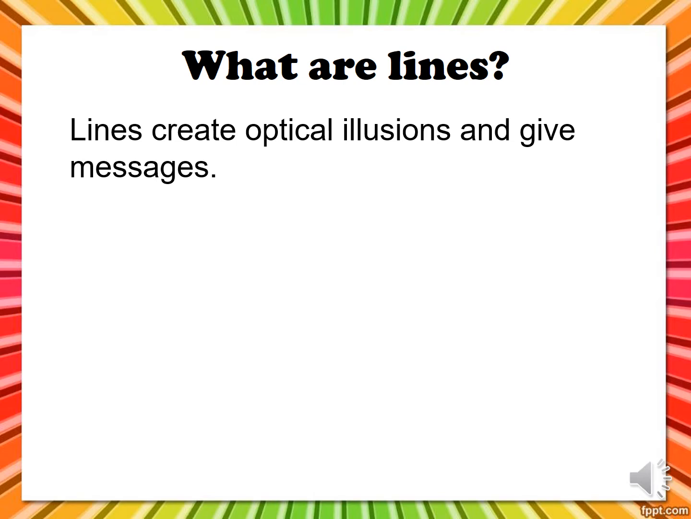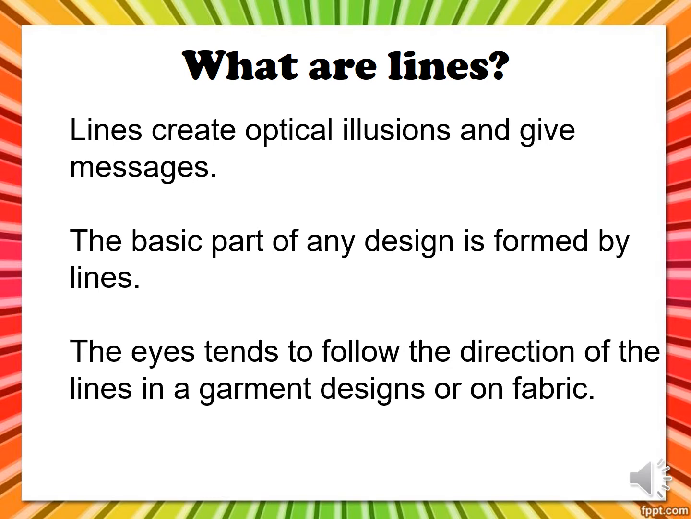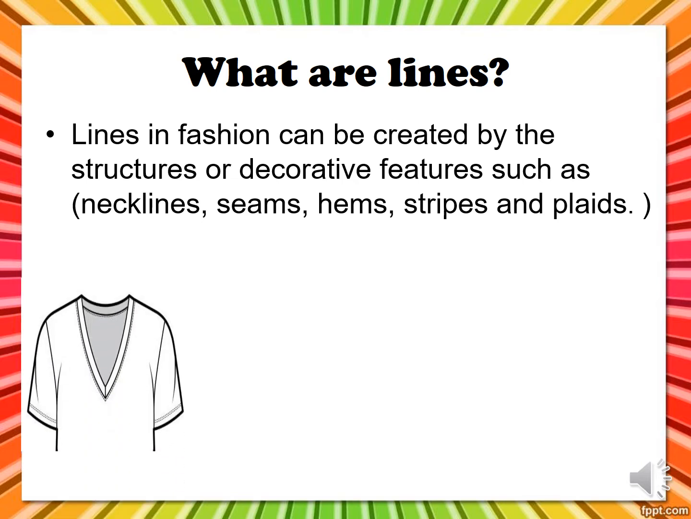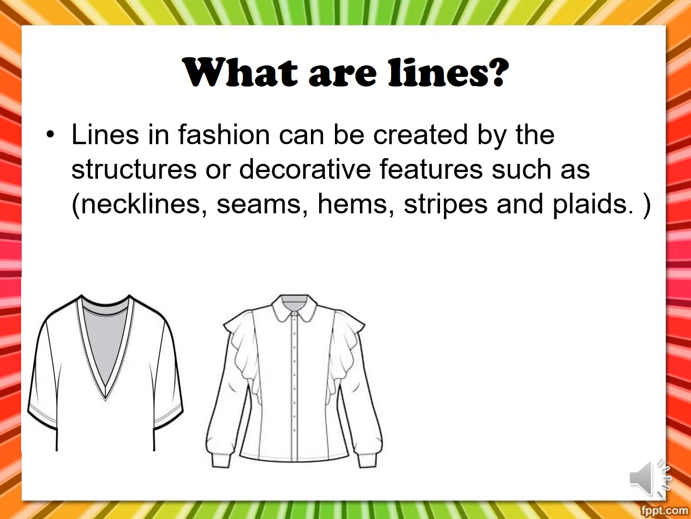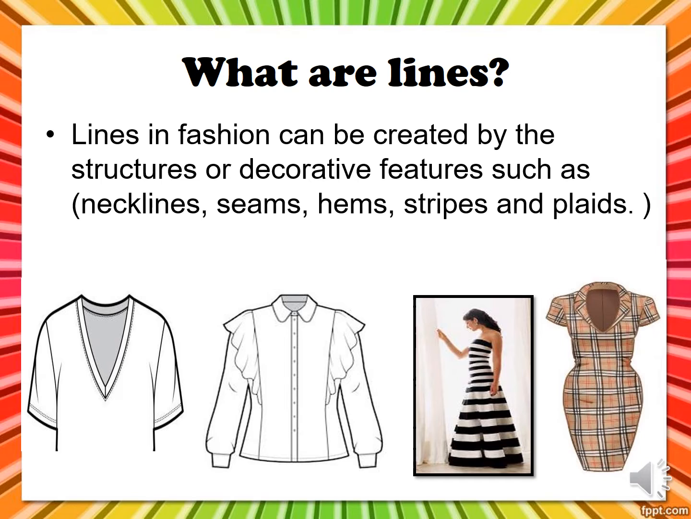What are lines? Lines create optical illusion and give messages. The basic part of any design is formed by lines. The eyes tend to follow the direction of the lines in a garment design or on the fabric. Lines in fashion can be created by structures or decorative features such as necklines, and you observe that below. Seams and hems as observed on the design below. From stripes, lines are obtained as well from plaids.